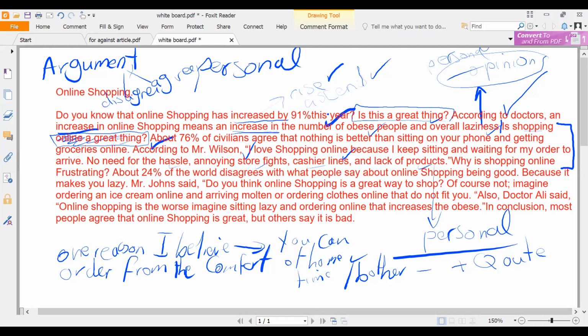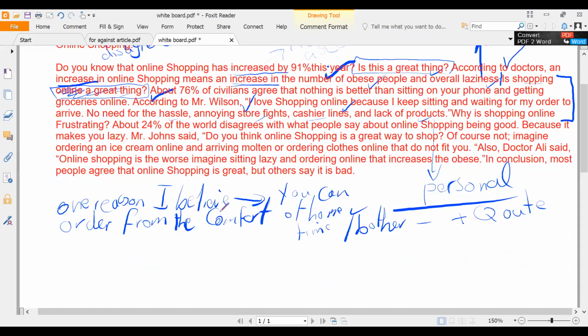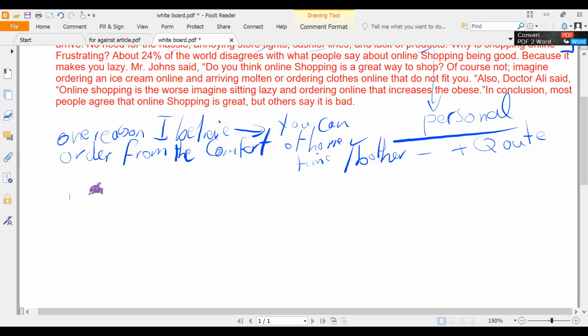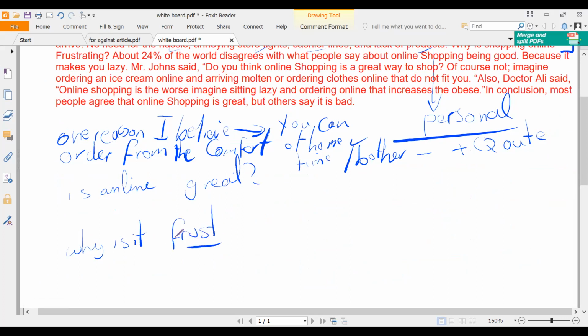So let's see the rest. Why is shopping online frustrating? Ahmed, if you look here, you started both paragraphs in the same way, right? You started the first paragraph with a question: is online shopping great? And you also started with why is it frustrating? Okay, Ahmed? You never used any transitional words here.